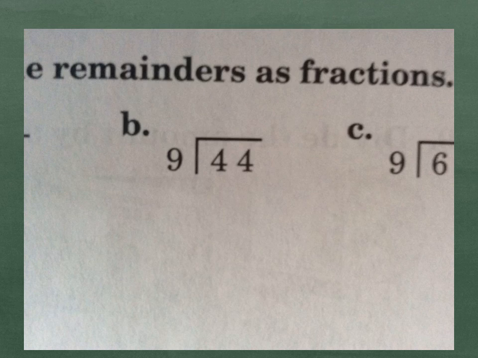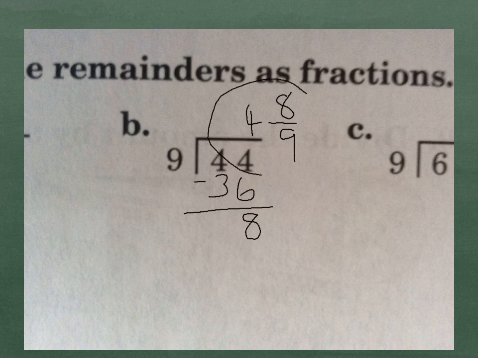9 goes into 44. We know that 9 times 4 is 36, 9 times 5 is 45, so we got to do 4. 9 times 4 is 36. Subtract and you get 8. So 4 and, remember, the 8 goes on top there, and this 9 goes on the bottom. 4 and 8/9.